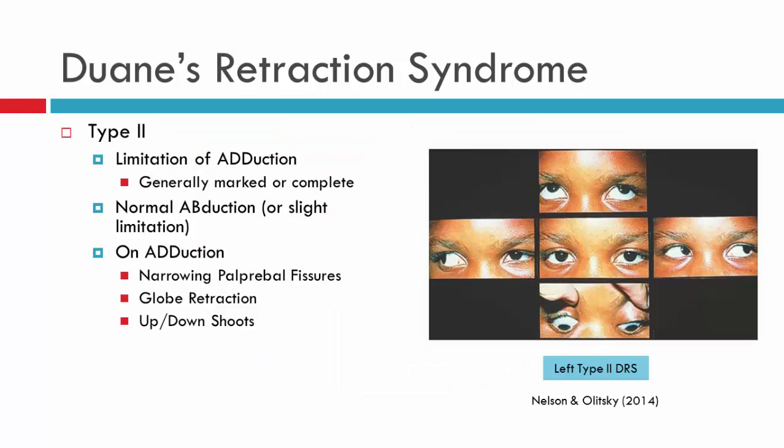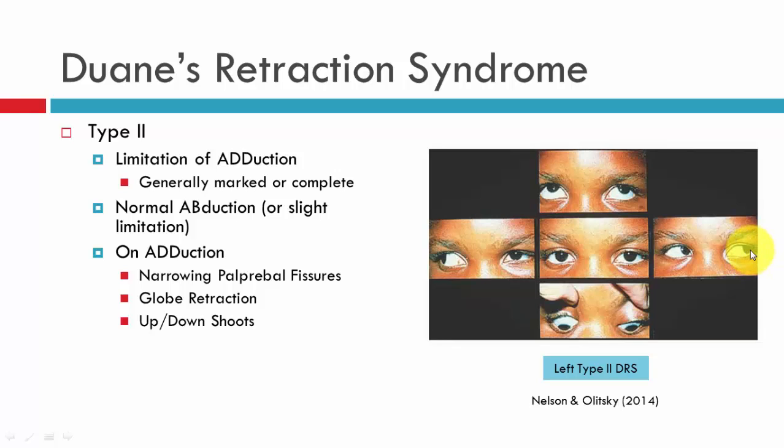Okay, now in type 2, abduction is fine or only slightly limited, and the primary limitation is that of adduction. So if we have a look at the patient here, as they move over into right gaze, and this patient has a left type 2 Duane's retraction syndrome, we can see significant underaction of the medial rectus. However, when he comes over into left gaze, abduction of the left eye is fine.